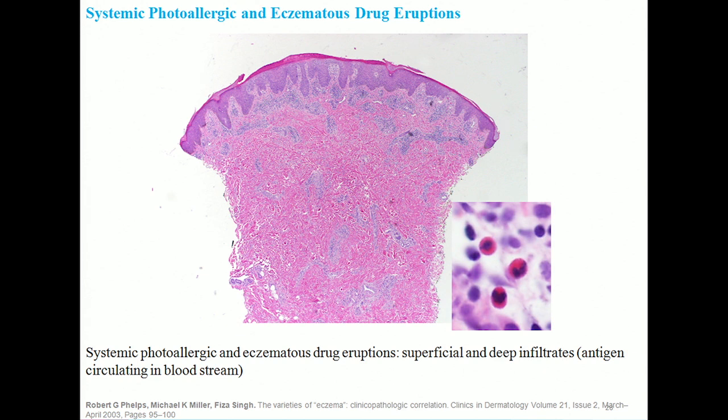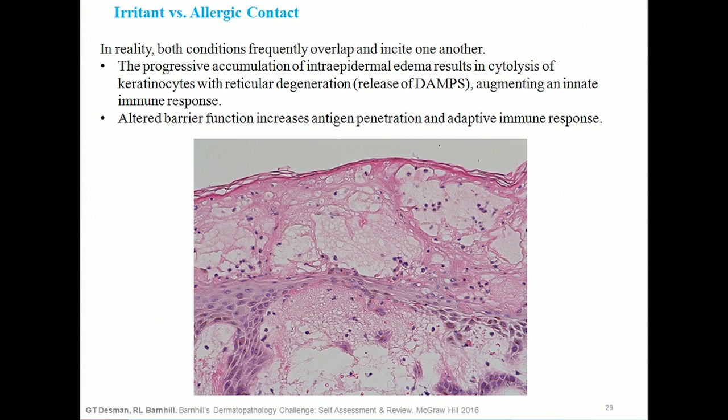Whenever you have a systemic photoallergic or eczematous drug eruption, you tend to have a superficial and deep inflammatory infiltrate, and this makes sense. It implies an inside-out process versus an outside-in, topical process. In reality, both conditions frequently overlap and incite one another. The progressive accumulation of edema results in cytolysis of keratinocytes, the shredding or ripping apart of keratinocytes. This direct keratinocyte damage will release DAMPs, augmenting the innate immune response. Additionally, altered barrier function will increase antigen penetration and augment the adaptive immune response as well.